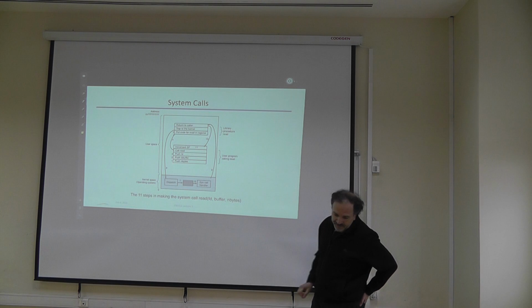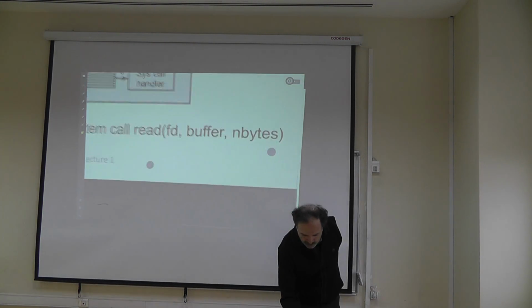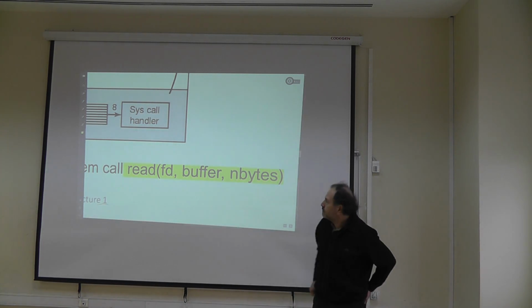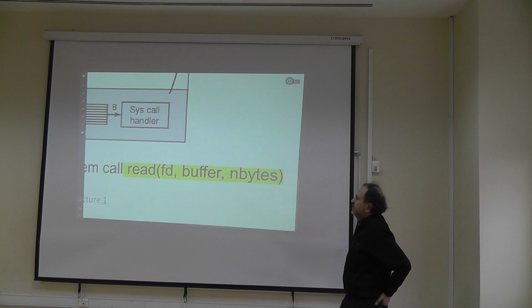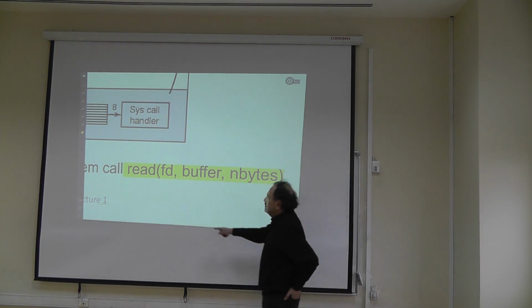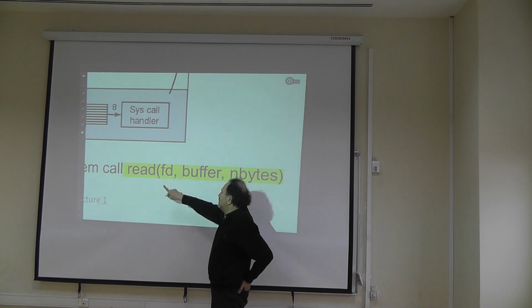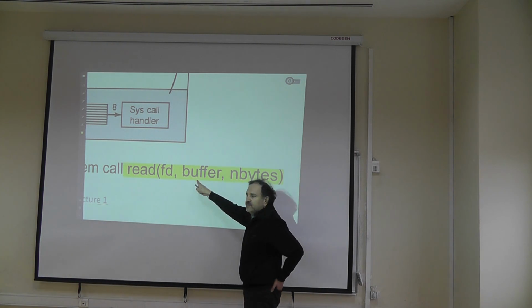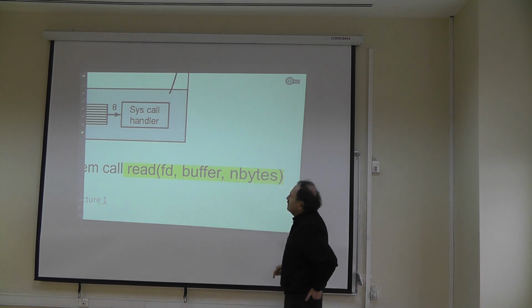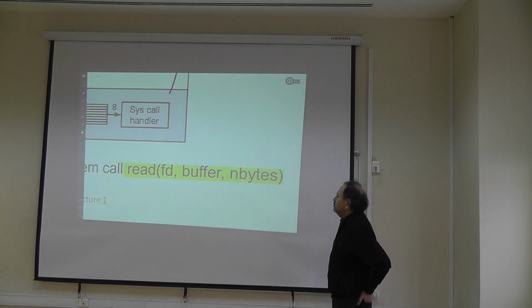Let's say you all know the C function read from your C programming classes. Read takes a file descriptor; you open a file, you get this file descriptor. You provide the buffer, an address to a buffer, and you tell the function how many bytes you are going to read.